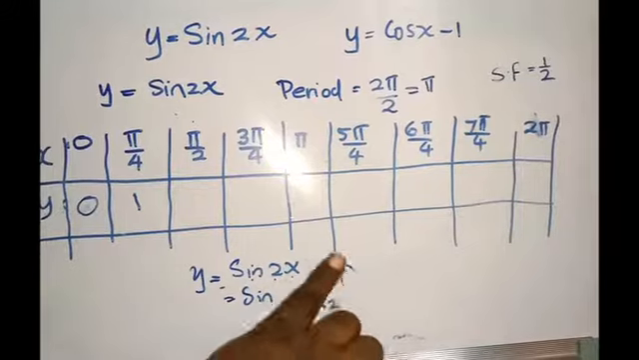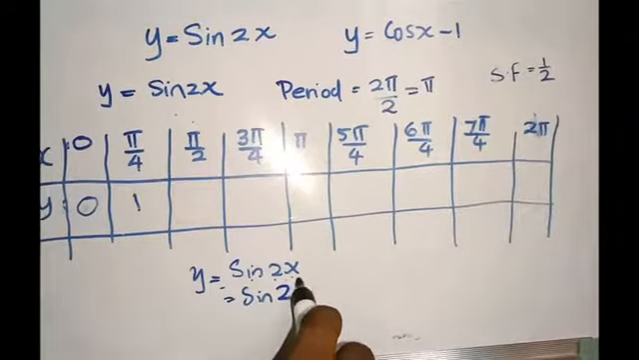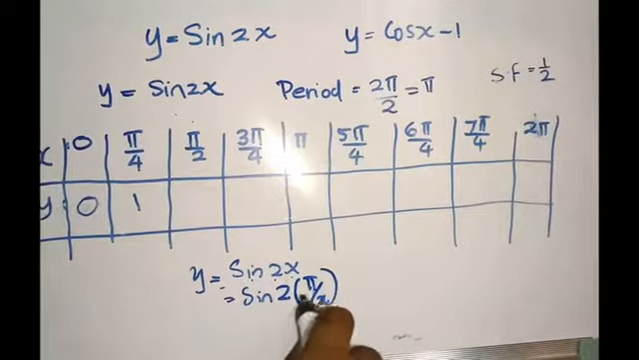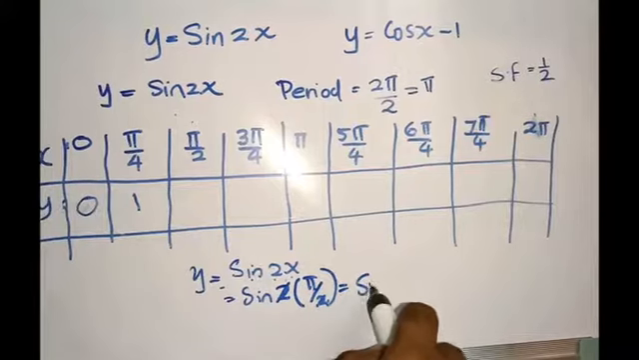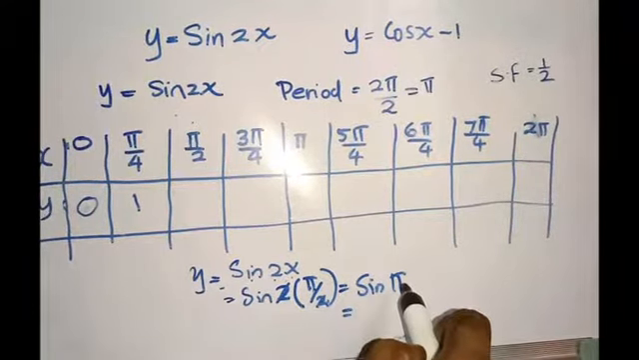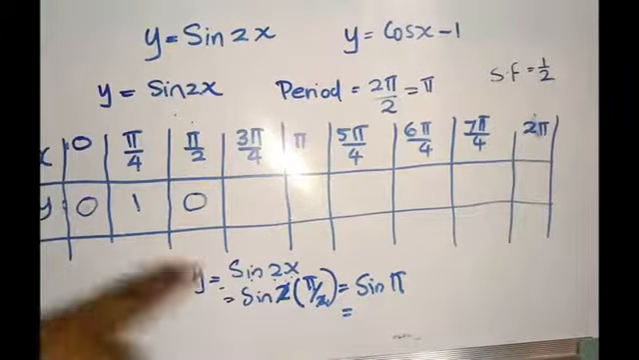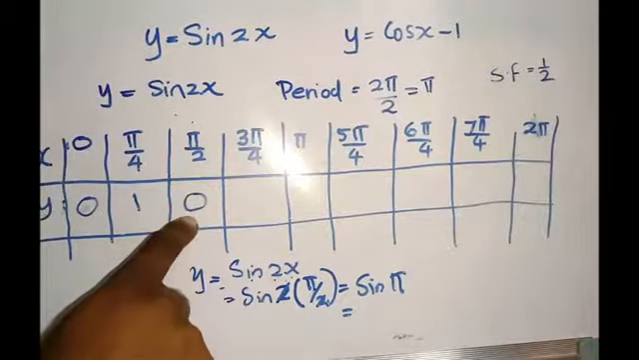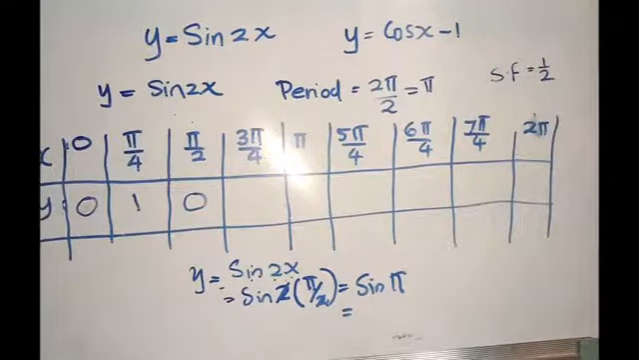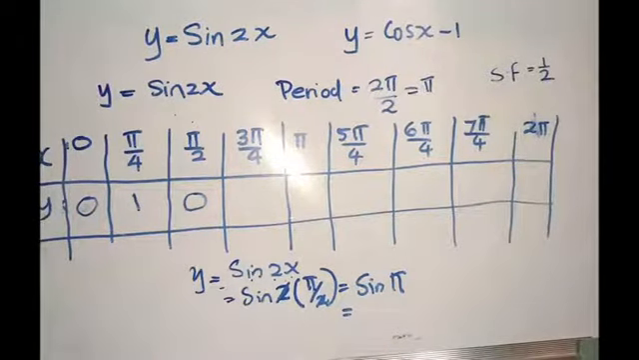Now when x is pi by 2, what happens? Sine 2 into x, where x is pi by 2. 2 and 2 get cancelled. We get the result as sine pi. So what is sine pi? It is 0. You don't get confused with pi by 2 as 0. Now pi by 2 is 0 because there is a stretch factor. Here we got sine pi as 0, so you have to write that down here.